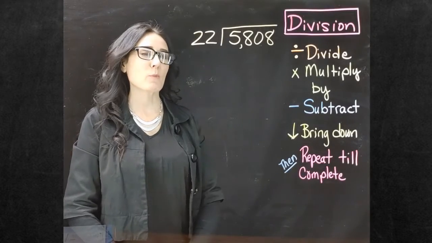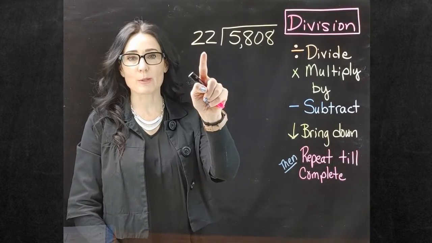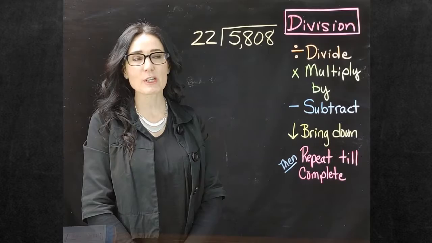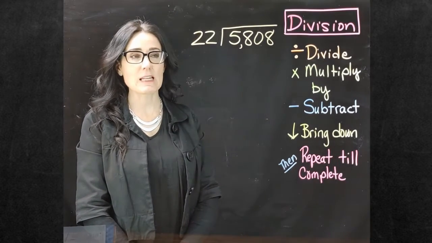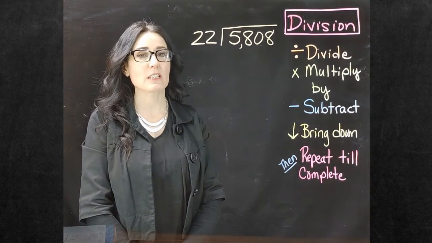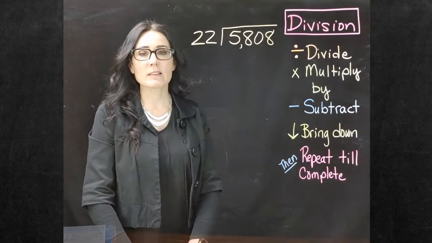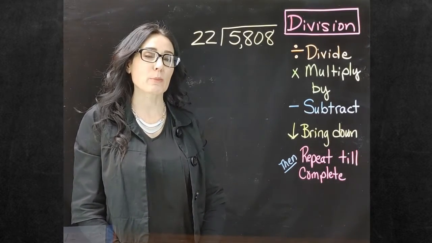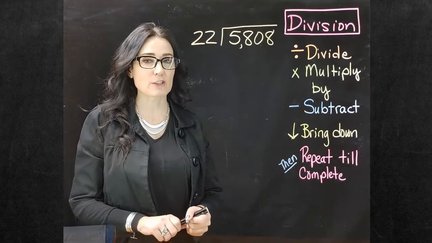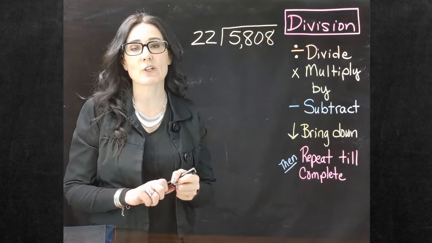All right, so for this problem, we're actually going to be taking a two-digit number into a much larger number. So let's take a look at how 5,808 is divided by 22. Now, one of the things that is a really good idea to do when you're dividing by a larger number is to estimate your divisor. So we'd say 22 is our divisor.